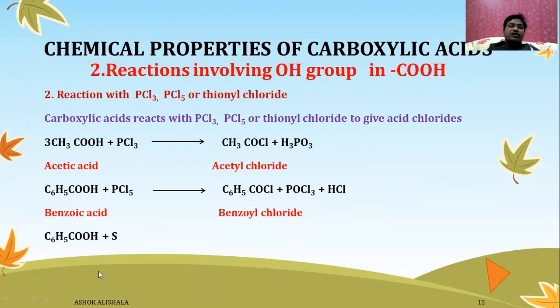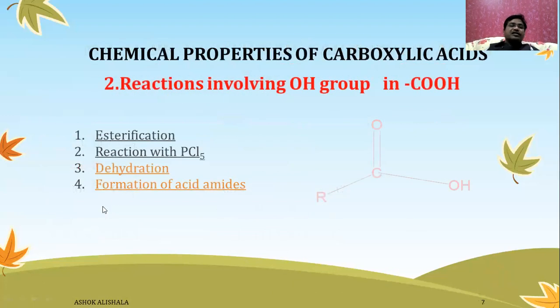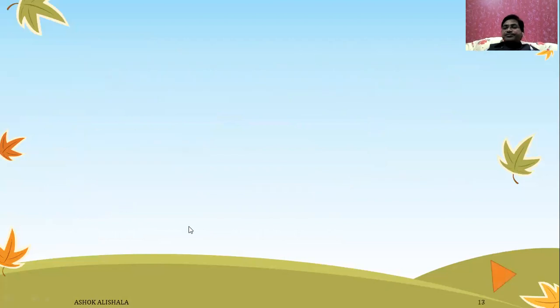And one more, benzoic acid when treated with thionyl chloride will give benzoyl chloride, sulfur dioxide and HCl. It is common practice to prepare this type of compound mainly using thionyl chloride. Now let us see the other one, the dehydration reaction.